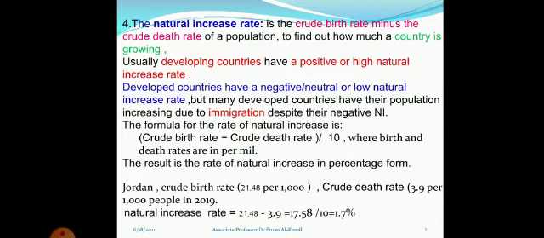It has dramatically decreased compared to previous years. In previous years, the birth rate was much higher than this one, and also the death rate was higher, but it has decreased now because of improvement.